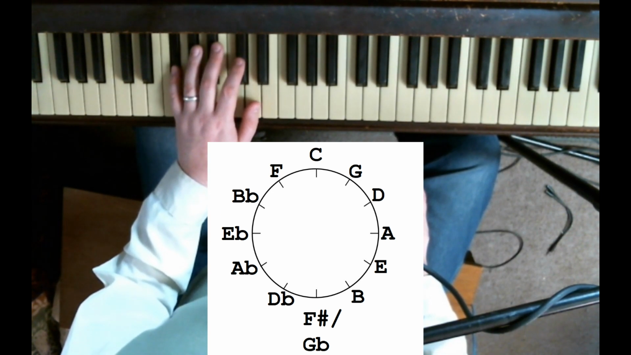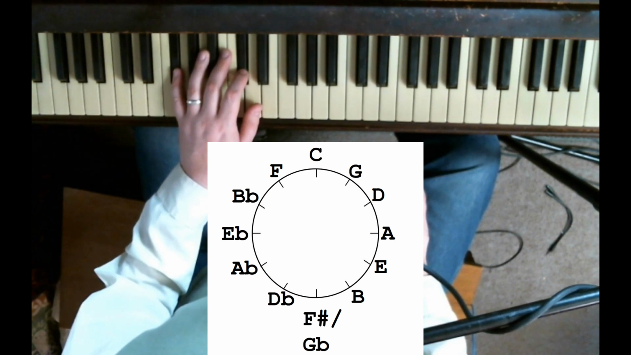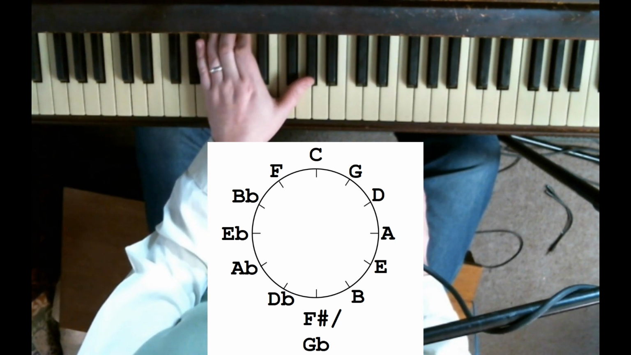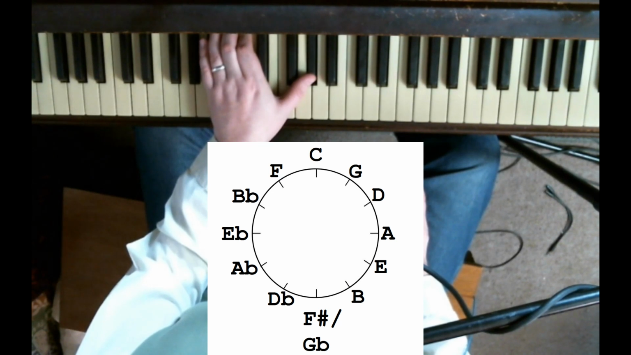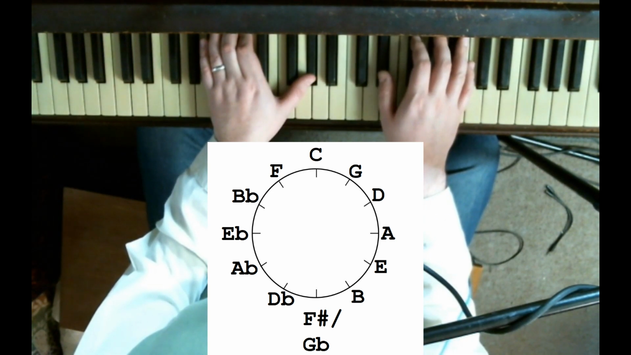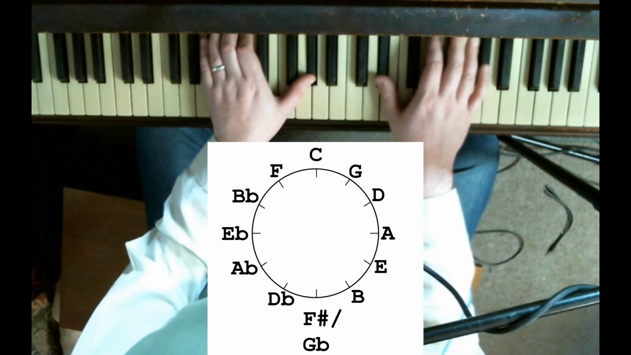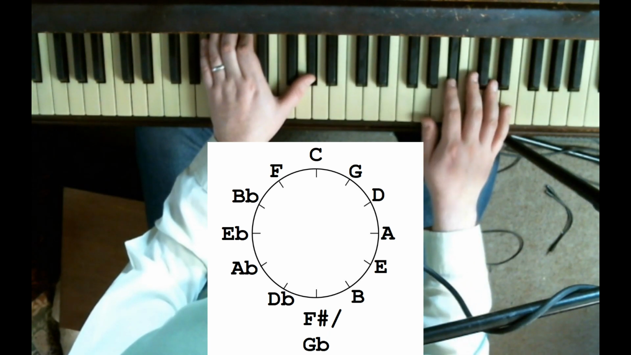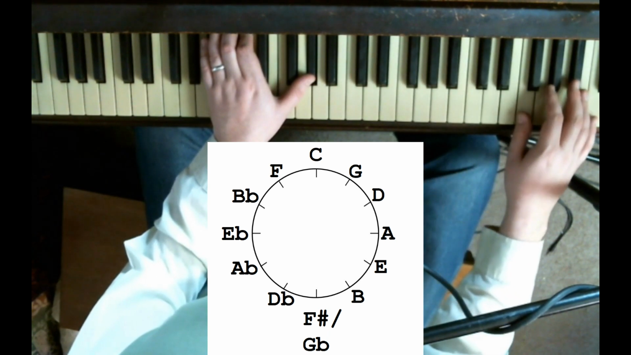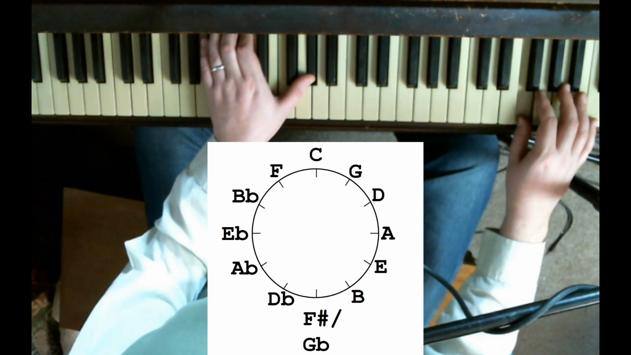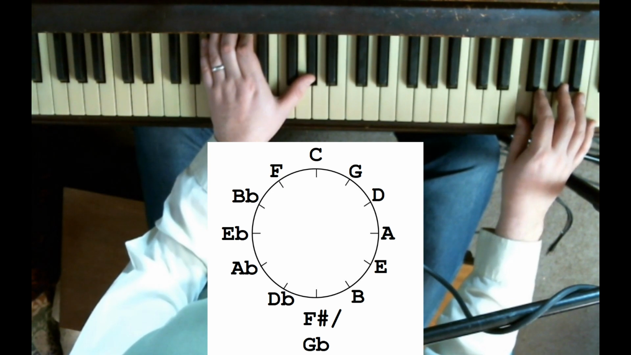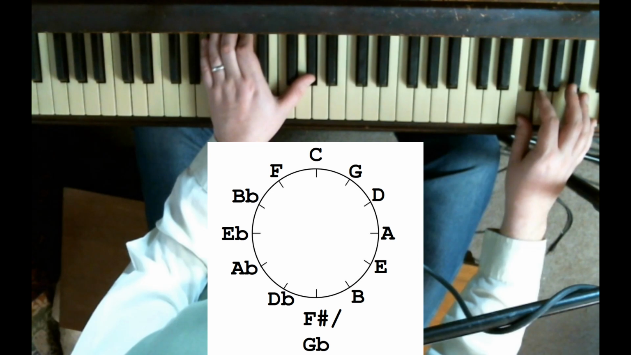And so a fifth above G flat is D flat. And then a fifth above D flat is A flat. And then a fifth above A flat is E flat. And then a fifth above E flat is B flat. And then a fifth above B flat is F. And finally, a fifth above F is C.